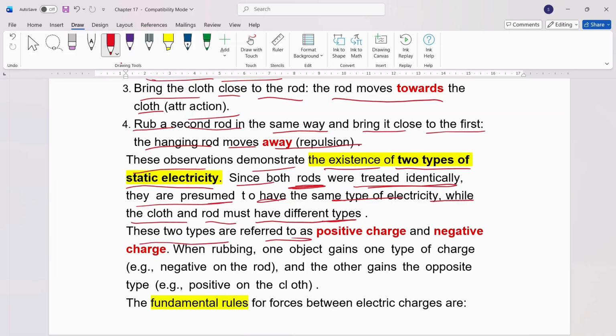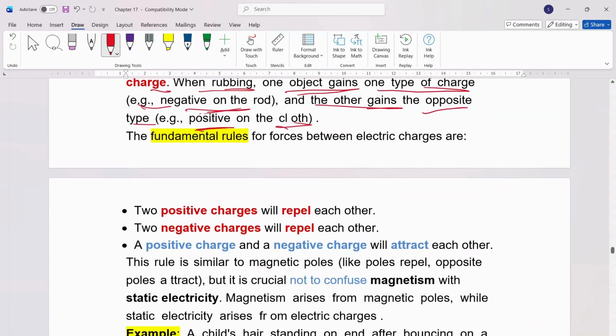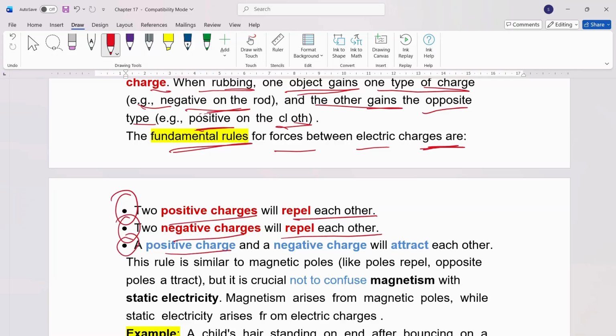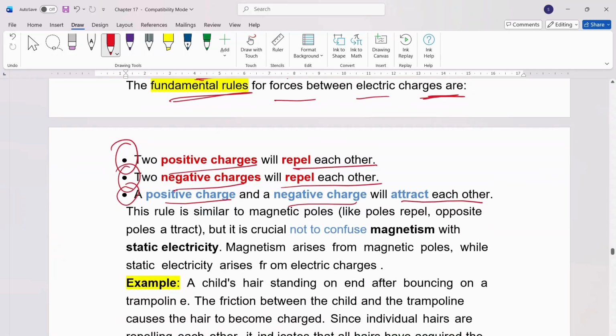These two types are referred to as positive charge and negative charge. When rubbing, one object gains one type of charge, for example negative on the rod, and the other gains the opposite type, for example positive on the cloth. The fundamental rules for forces between electric charges are, therefore: two positive charges will repel each other, two negative charges will repel each other. A positive charge and a negative charge will attract each other. The rule is similar to magnetic poles: like poles repel, opposite poles attract.